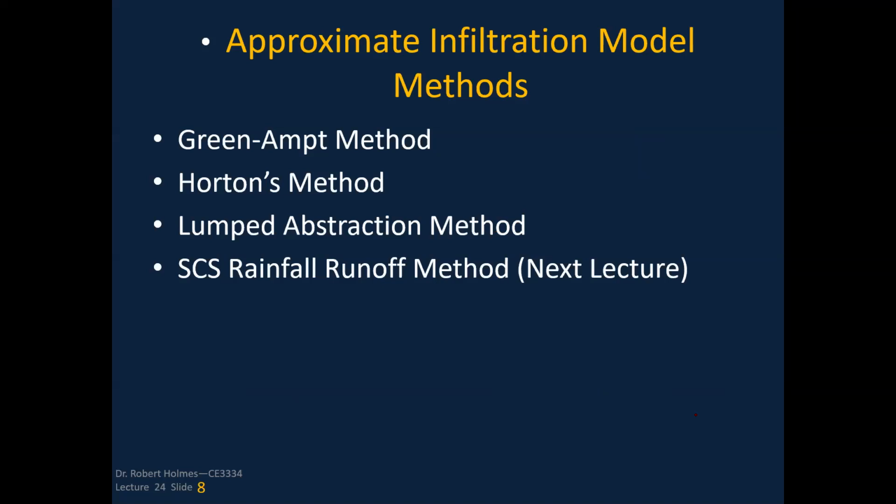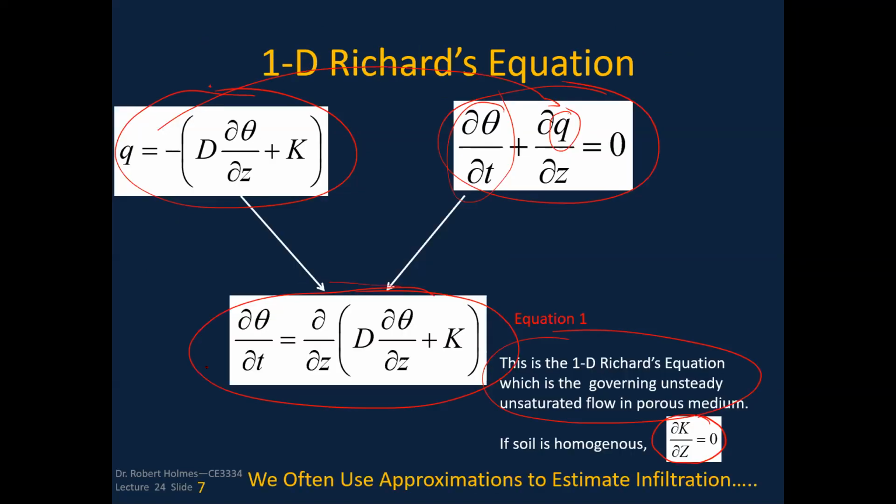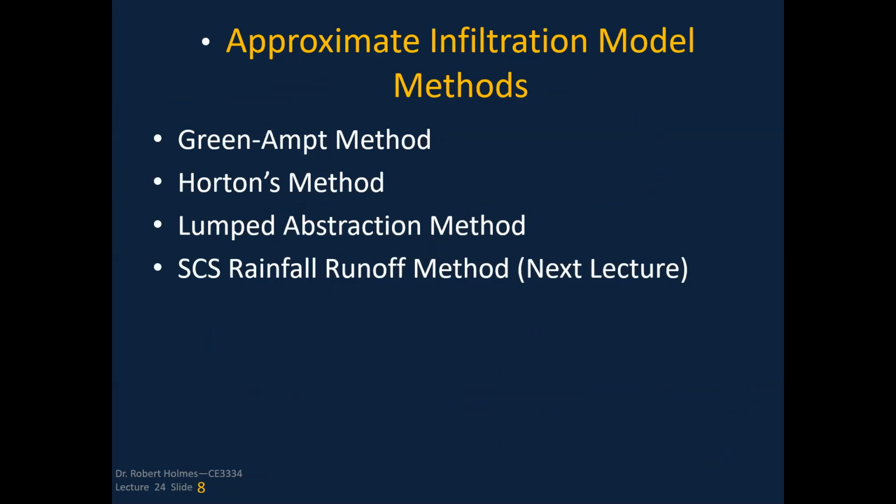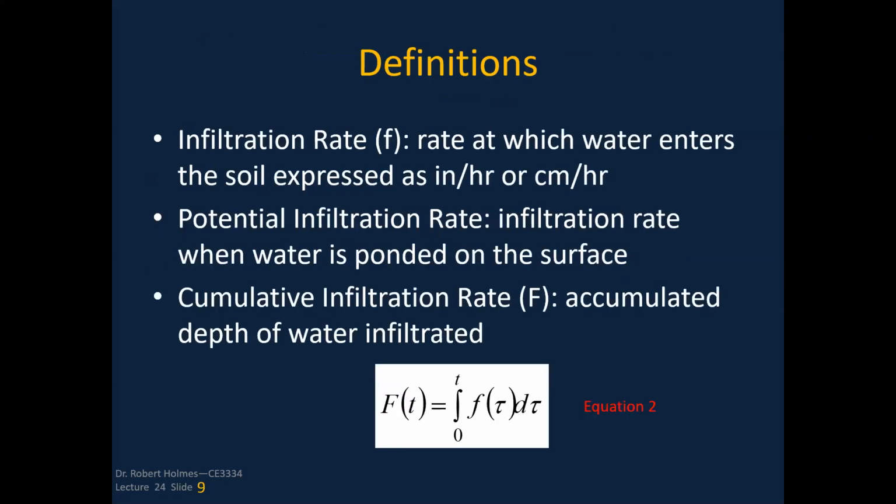Now, we're not going to be solving this in our class. What happens is we end up in hydrology having a lot of different approximate infiltration model methods. As I mentioned, we have the Green-Ampt, the Horton's, lumped abstraction, and the SCS rainfall runoff method, which we'll cover next lecture. You are responsible for understanding these 4 methods as part of this course.